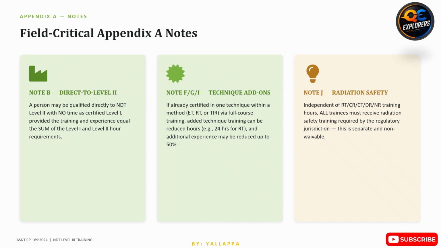This flexibility is particularly useful for experienced personnel who have already gained substantial supervised experience before entering an employer certification program. For example, an inspector who has worked for several years under qualified supervision may already possess sufficient practical experience to satisfy both Level 1 and Level 2 requirements. Instead of certifying them twice, the employer may certify them directly as Level 2, provided all minimum requirements are fully documented. The next important guidance appears in Notes F, G, and I, which deal with additional technique qualifications.